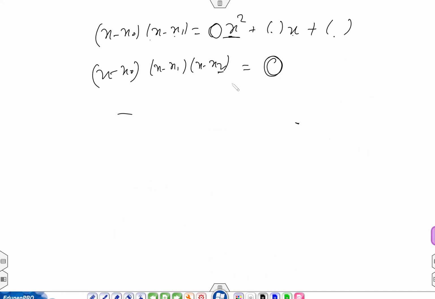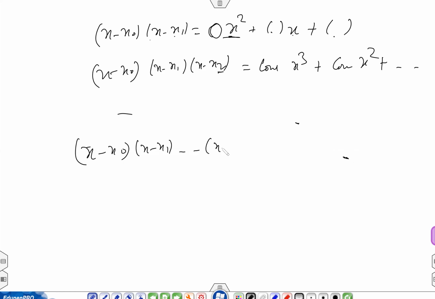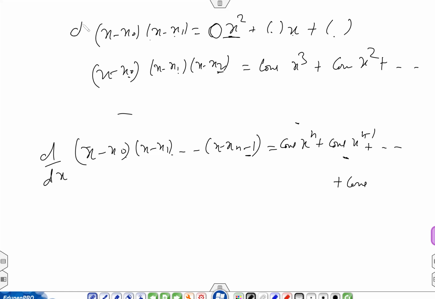So you are getting some constant, x cube plus some constant, x square and so on. So similarly, if we write x minus x0, x minus x1, up to x minus xn minus 1, terms indexed 0, 1, 2, up to n minus 1, it is an n degree polynomial: some constant times xn, some constant times xn minus 1, and so on, with some constant term last. If we differentiate it 2 times, what are you getting? Differentiating x square 2 times gives 2 into 1. If we differentiate x cube 3 times, what are we getting?